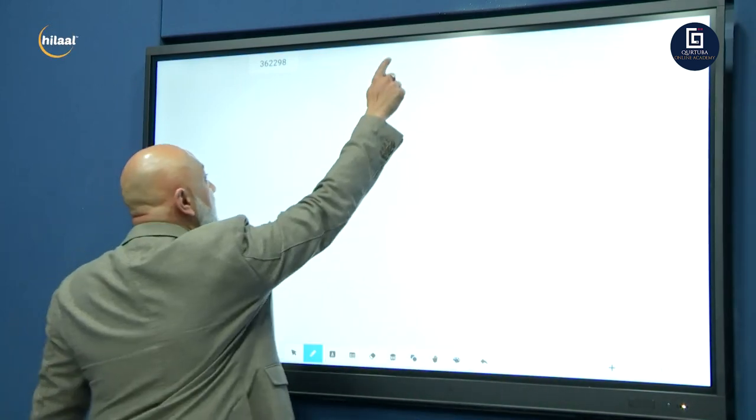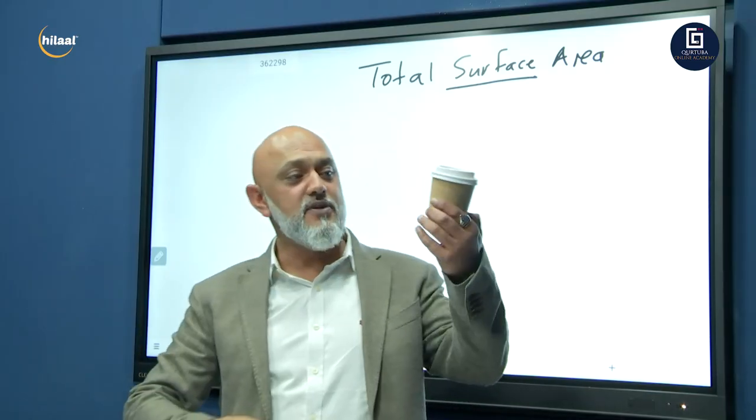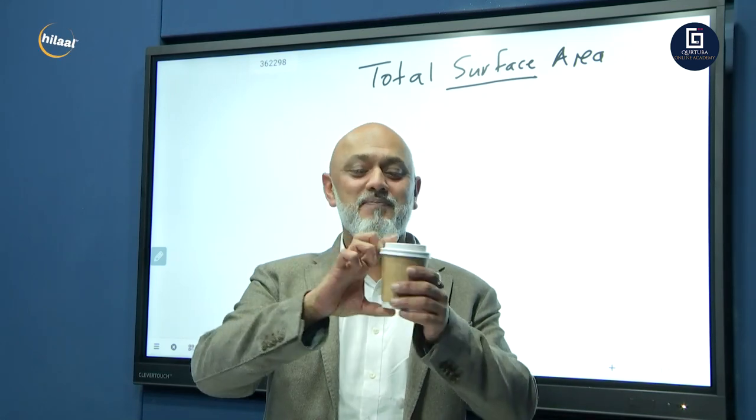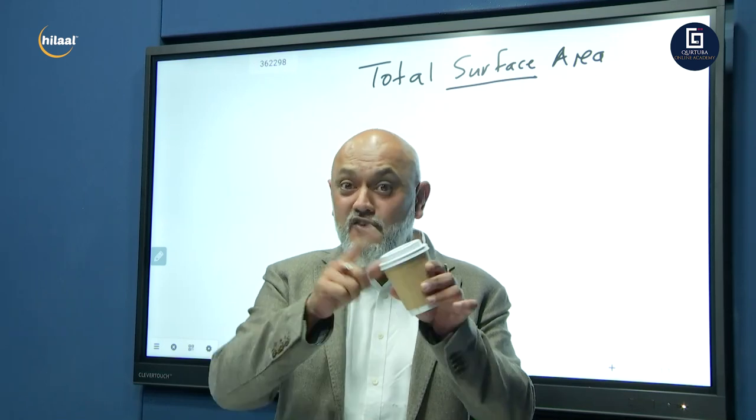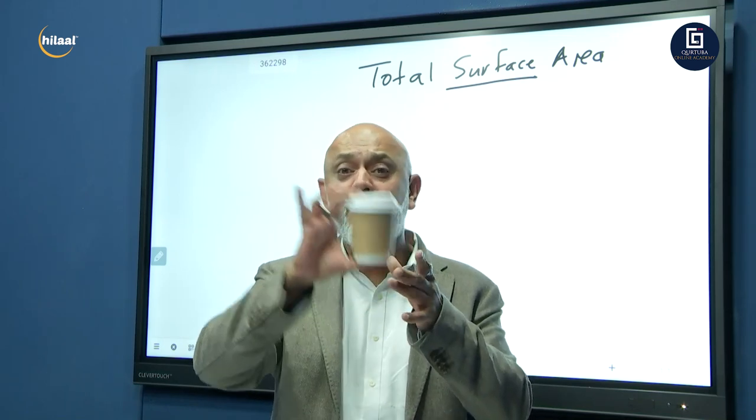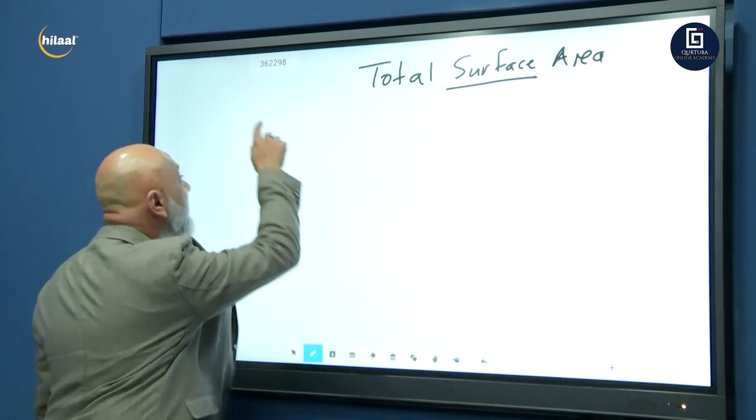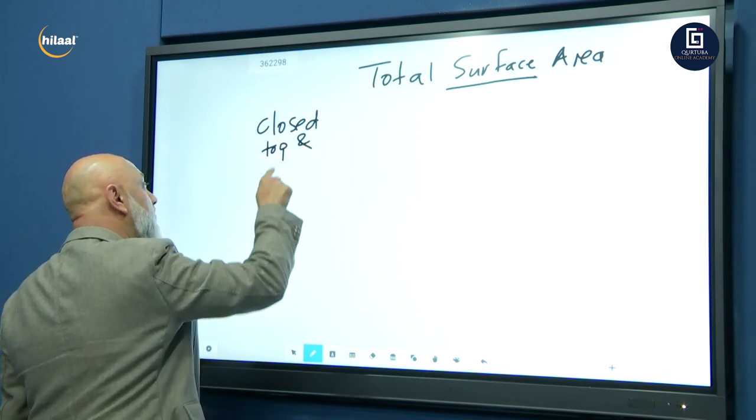So total surface area. Remember, the key word here is surface. You see this coffee cup here, unbranded because nobody sponsored it. It's closed on the top and it's closed at the bottom. So how many bases do I have? I've got two. So the total surface area for a closed top and bottom.